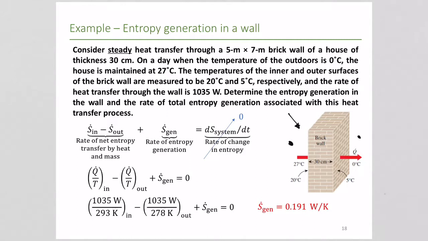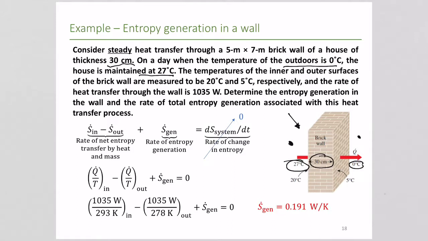And the problem tells us the thickness is 30 centimeters. So the thickness of the wall is 30 centimeters. On a day when the temperature of the outdoor is 0, and the house is maintained at 27 degrees C. So the inside of your house is 27 and the outside is 0. Therefore, a heat transfer takes place.